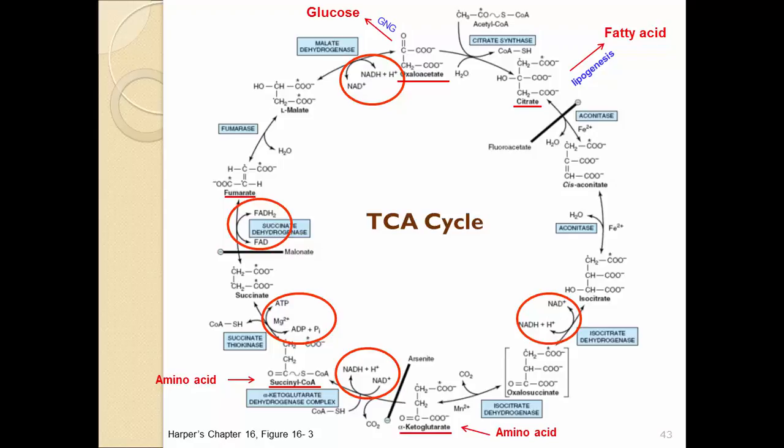And also fatty acids, right? Citrate, which is converted from acetyl-CoA, can be used for fatty acid synthesis, right? So the TCA cycle is also part of the lipogenesis pathways.